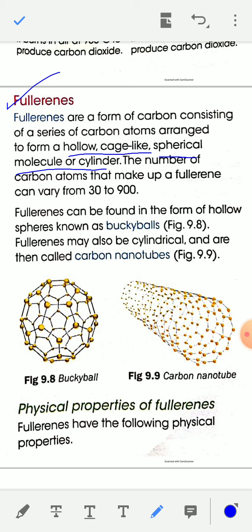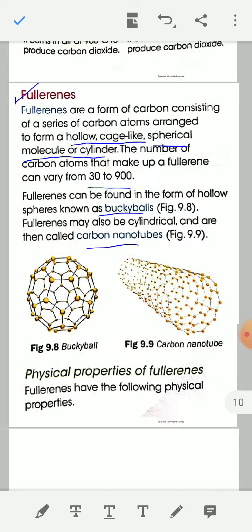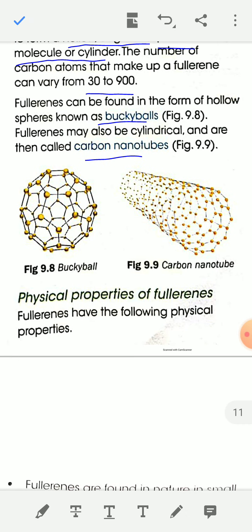The number of carbon atoms that make up a fullerene can vary from 30 to 900, and fullerenes can be found in the form of hollow spheres known as buckyballs. Fullerenes may also be cylindrical, and they are then called carbon nanotubes. Okay, so these are some fullerenes of carbon.